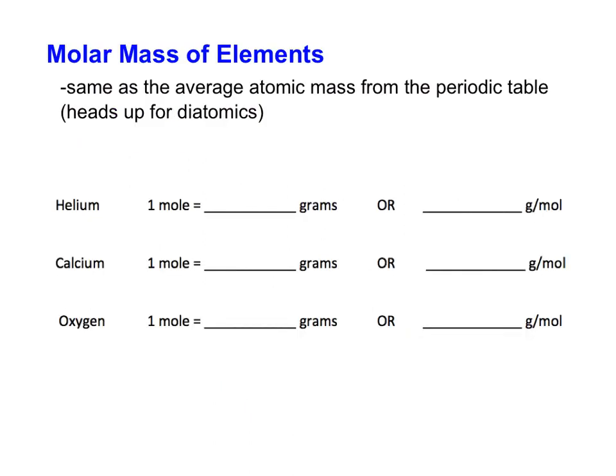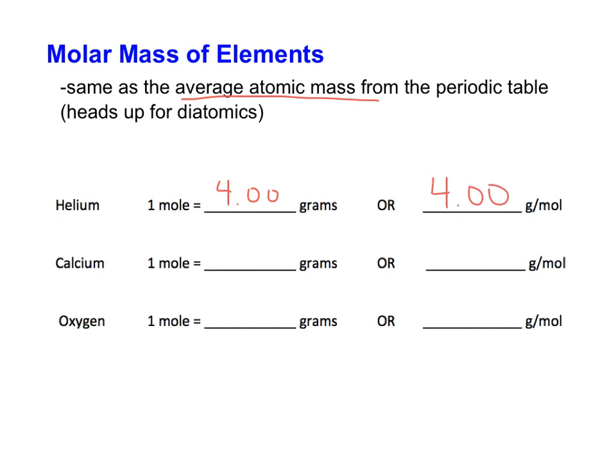So molar mass of elements, what you do is you just check out the average atomic mass on your periodic tables, and that would be your mass. So if you looked up helium on your periodic tables, and you look for the average atomic mass, which would be the decimal number underneath the element, it would read 4.00 grams. So that means if you have 1 mole of it, it would weigh 4 grams.